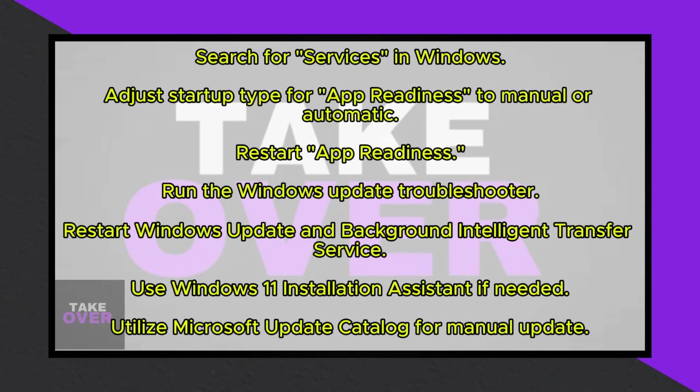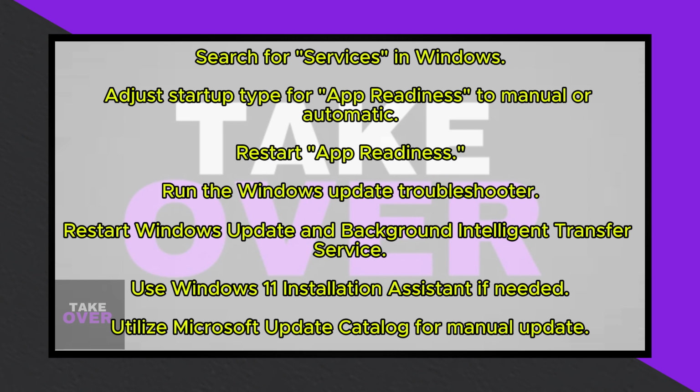Download and run the assistant from the provided link, then follow the prompts to install any pending updates. If the Installation Assistant fails to open, adjust its compatibility settings to run in compatibility mode for Windows 7. Alternatively, you can utilize the Microsoft Update Catalog. Access the provided link, search for the specific update, download it, and install it manually based on your system specifications.